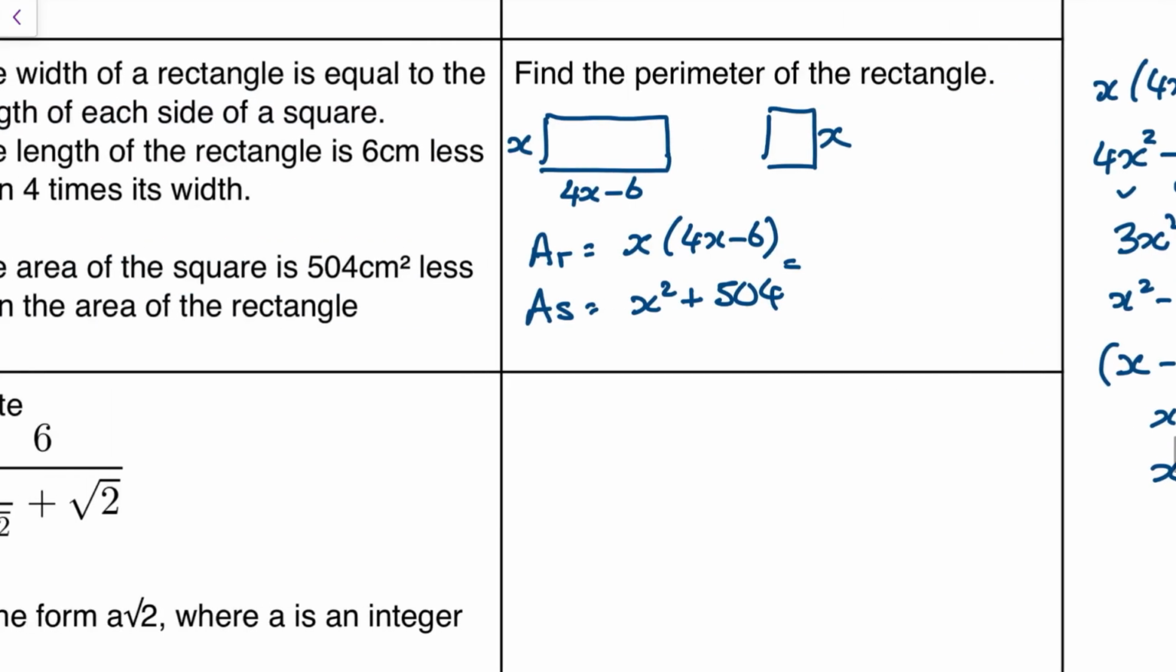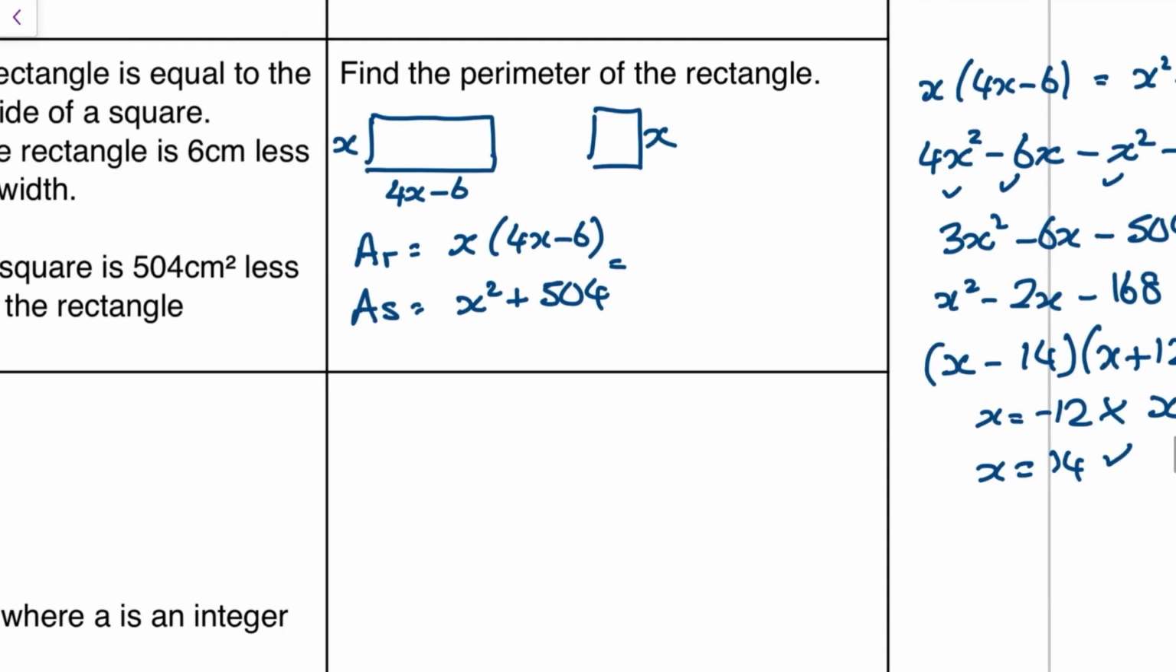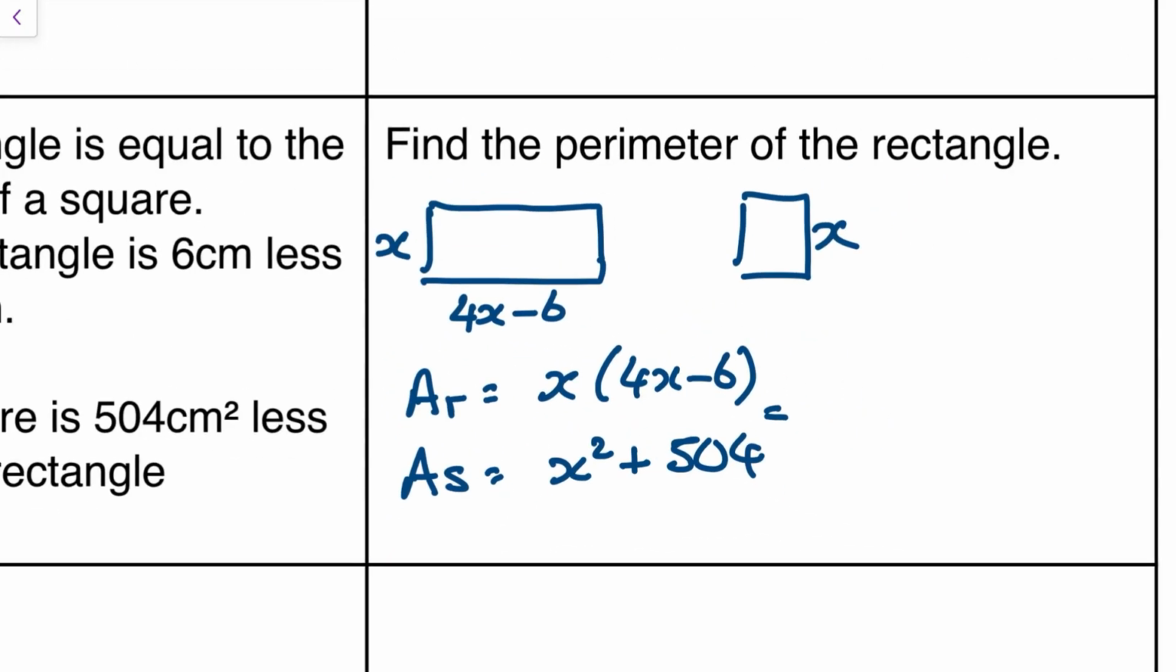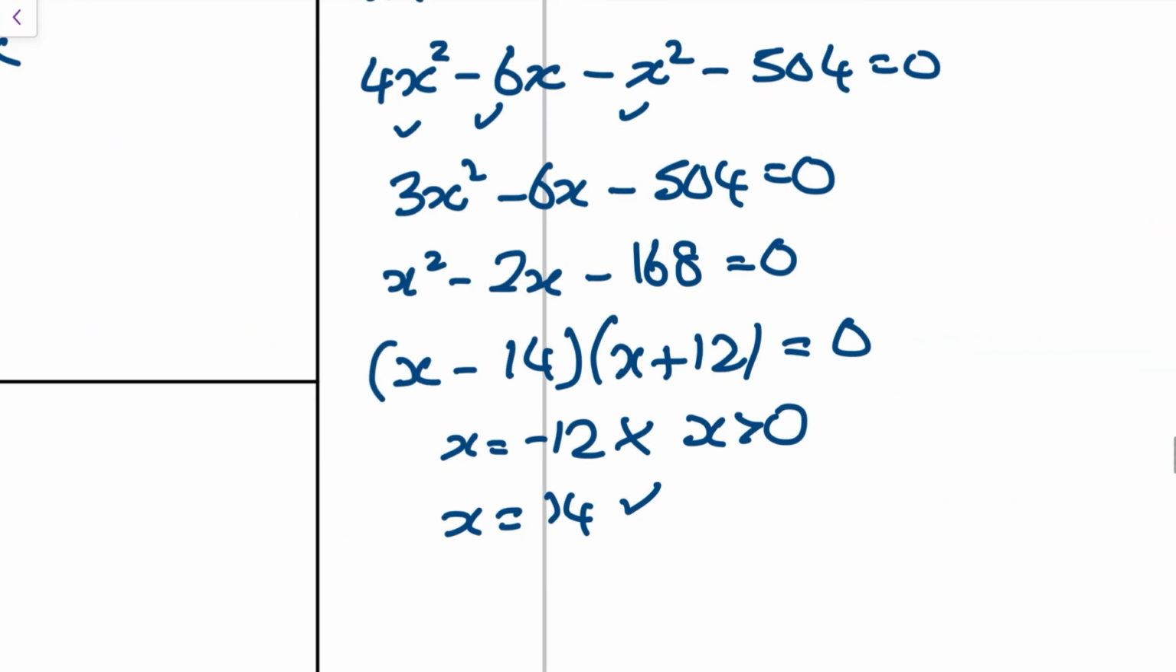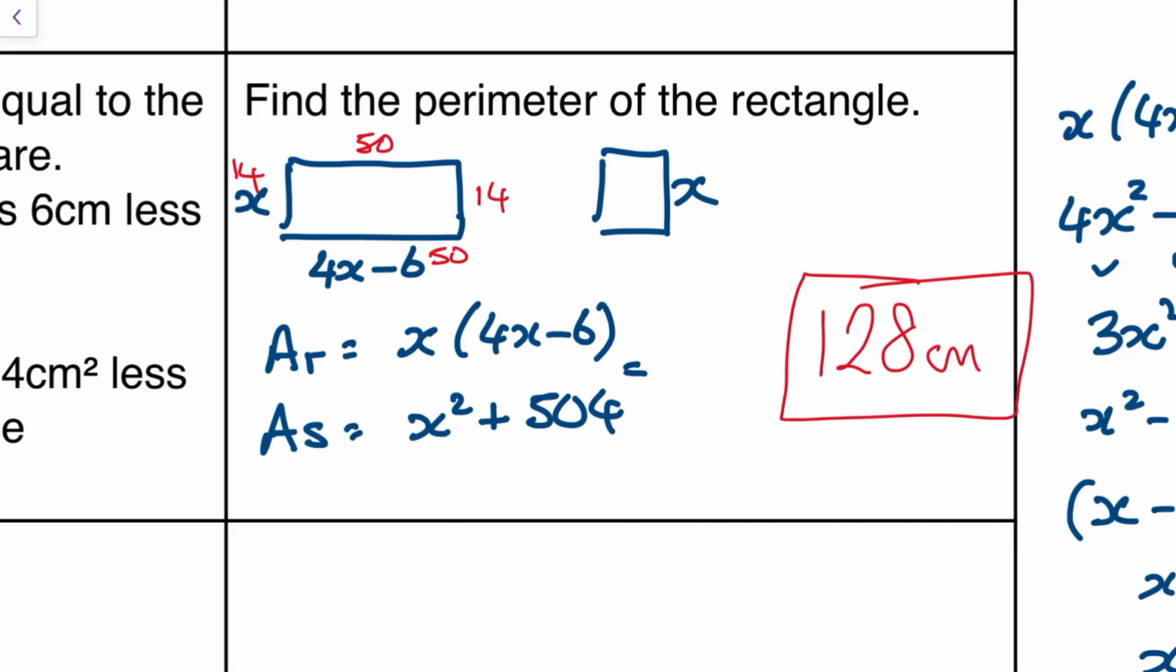What does it want me to do? Find the perimeter of the rectangle. Okay, now I'm going to do it here. The perimeter of the rectangle, well, we've worked out that x is 14, so it's going to be 14 and 14 here. 4 times 14 is 56, and 56 minus 6 is 50. So that's 50 and that's 50, which means if I add it all together, 50 plus 50 is 100, plus 28 is going to give me 128 centimeters. And that is the answer to that question.